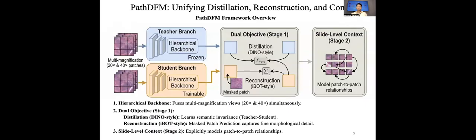Here is our solution. PathDFM unifies three components: hierarchical backbone. We fuse multi-magnification views simultaneously. Stage 1, dual objective. We don't just use distillation, we combine it with masked image modeling. This ensures we capture both high-level semantics and fine-grained reconstruction. Stage 2, context. We explicitly model the relationship between the neighboring tiles.